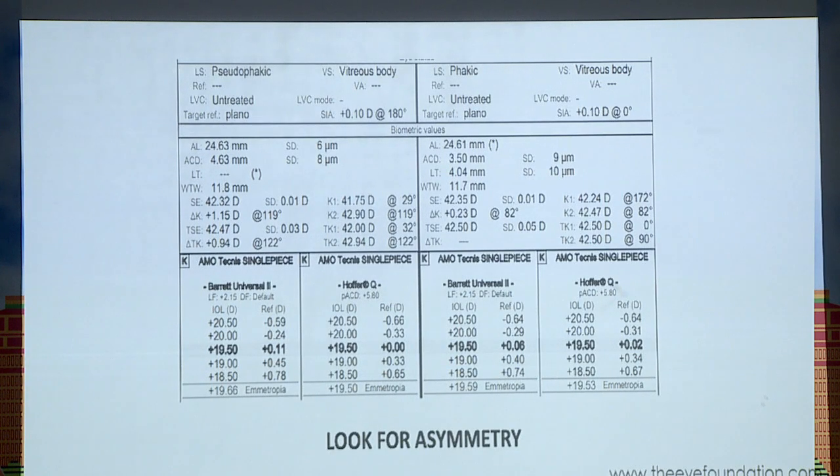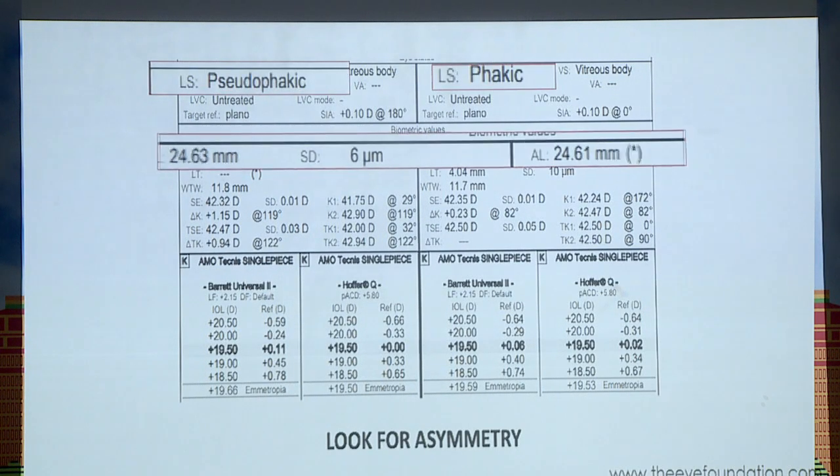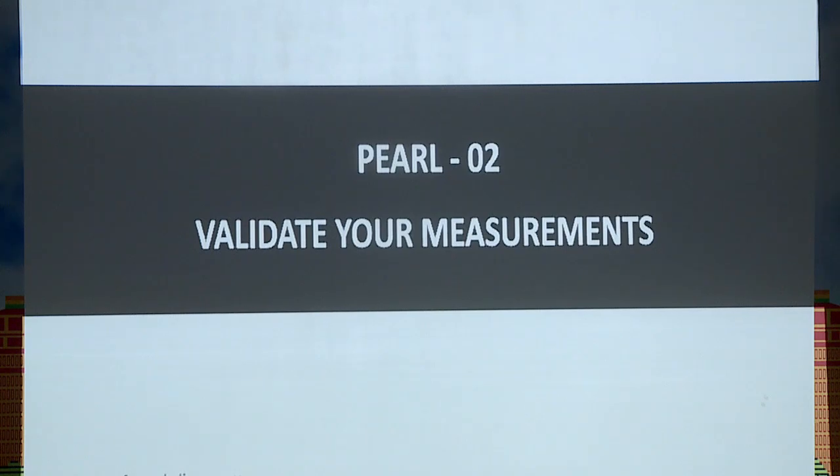You should always measure, even if the other eye is a pseudophakic eye, you should look at that eye also, because it gives you information about the axial length, the corneal power. So if there is some asymmetry in these situations, you need to repeat your reading and cross-check.